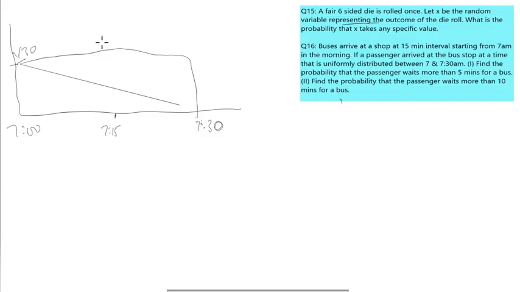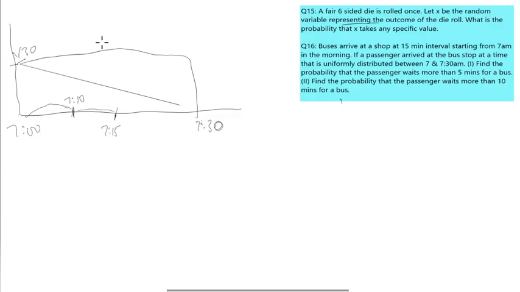So now the question is asking us to find the probability that the passenger waits more than 5 minutes, right? So when will he arrive that he's going to wait more than 5 minutes? If he arrives between 7 o'clock and 7:10, he's going to wait more than 5 minutes, because if he arrives at 7:10, he only has to wait 5 minutes for the bus. If he arrives 7:09, he will wait 6 minutes, which is more than 5. If he arrives 7:08, he's going to wait 7 minutes. So the probability that he waits more than 5 minutes includes arriving between 7 and 7:10.